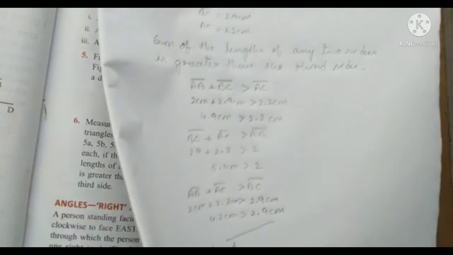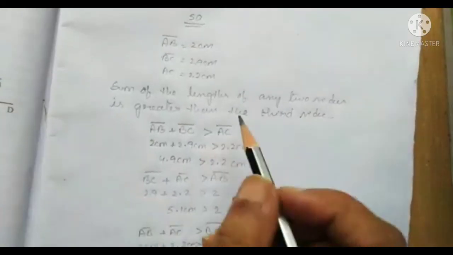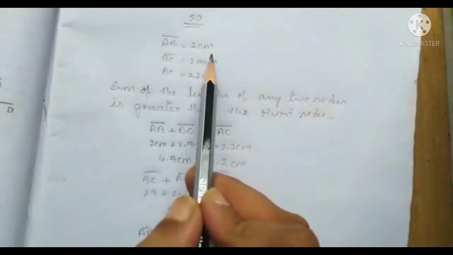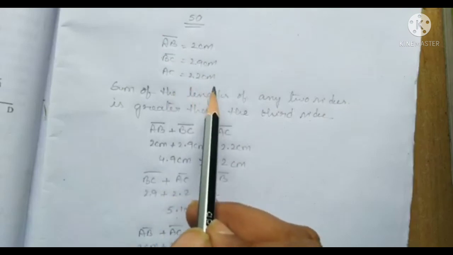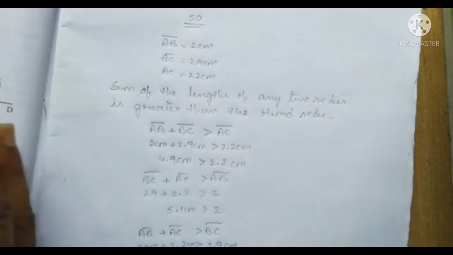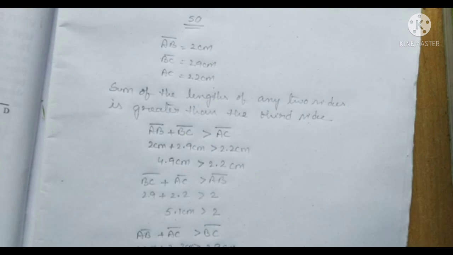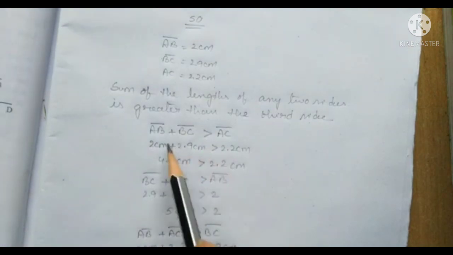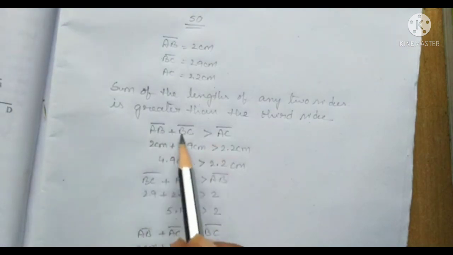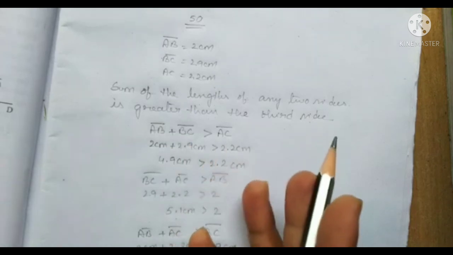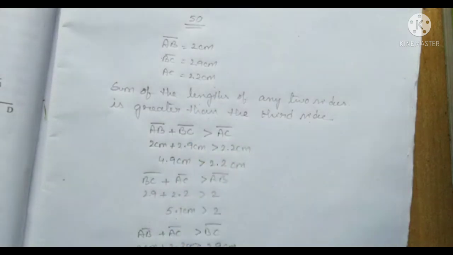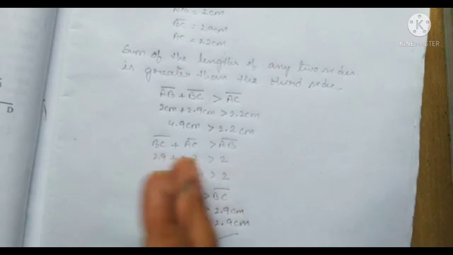So for question number 6, first of all, measure the line segments AB, BC and AC. It is already given that the sum of the lengths of any two sides is greater than the third side. So find the sum of two sides and check whether it is greater than the third side or not. Like that, find the remaining sides. Do the remaining two problems like this.